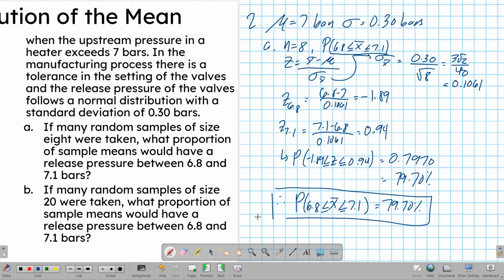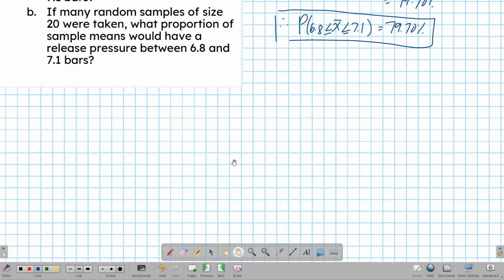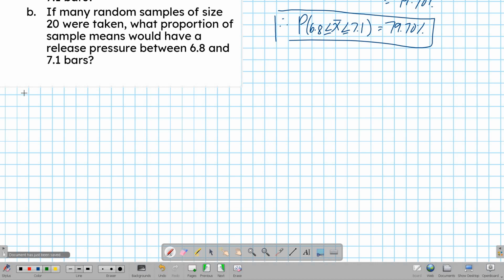Now, what would happen if we do the same thing, but this time the sample size is 20? Because that's what's asked in letter B. If random samples of size 20 were taken, what proportion of the sample means would have a release pressure between 6.8 to 7.1 bars? Let's place it down here. In letter B, this time it's a sample size of 20, but we're asked to find exactly the same thing.